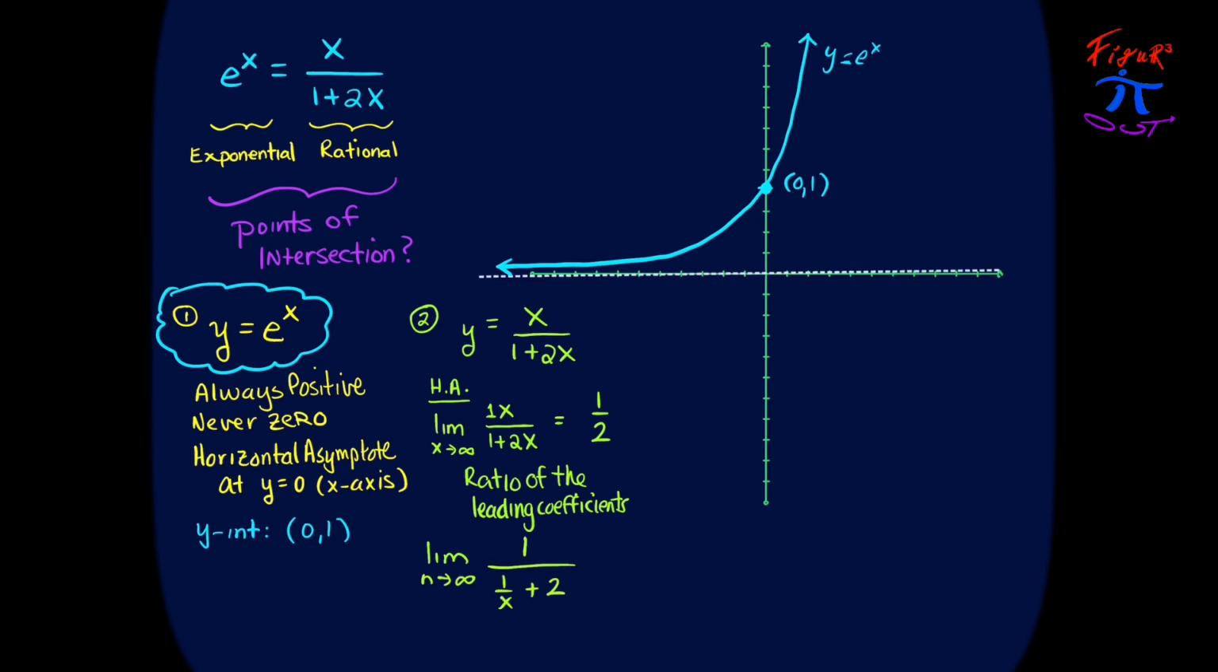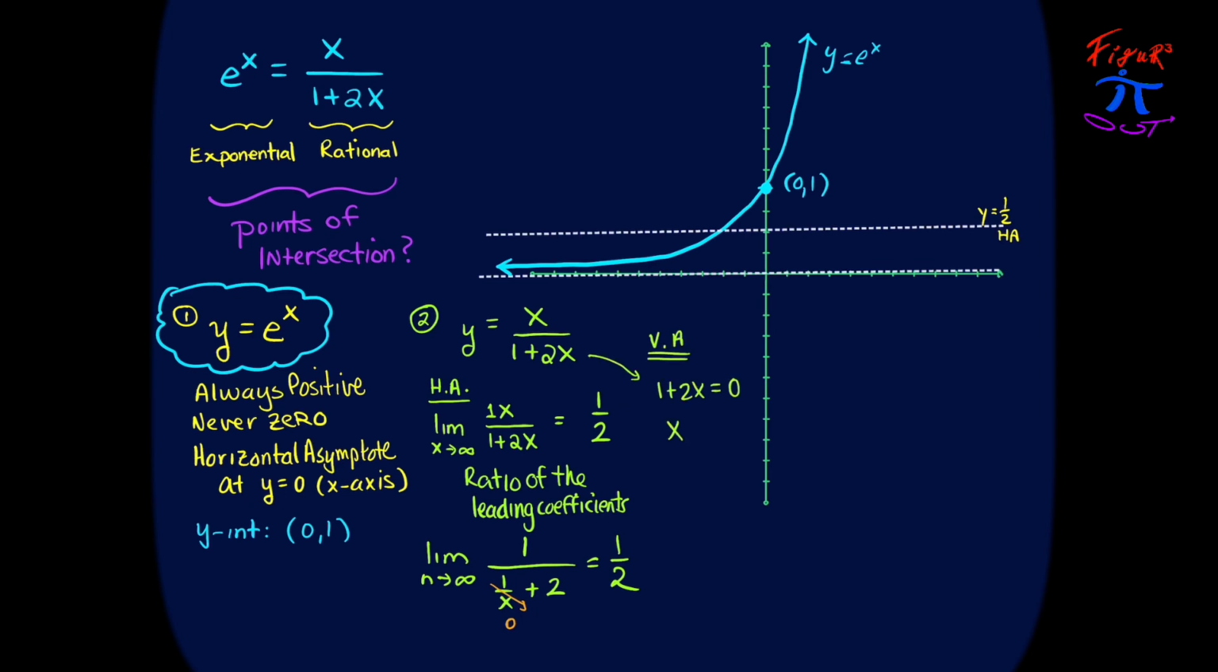And if you have a hard time seeing this, you can divide all the powers of x by the largest power of x, which here is x. So if you divide the top and bottom by powers of x, you'll see what the value will come out to be. So we have a horizontal asymptote at y equals 1/2.